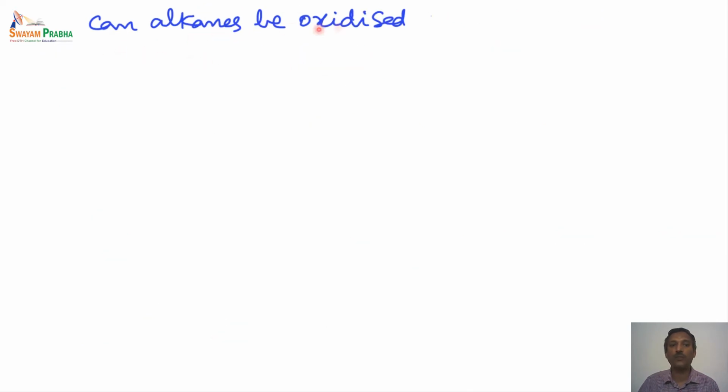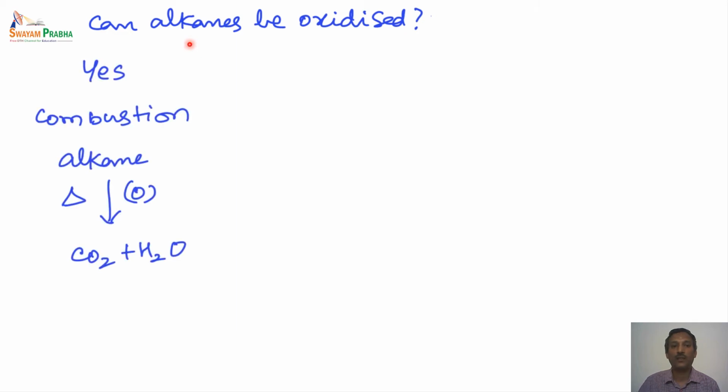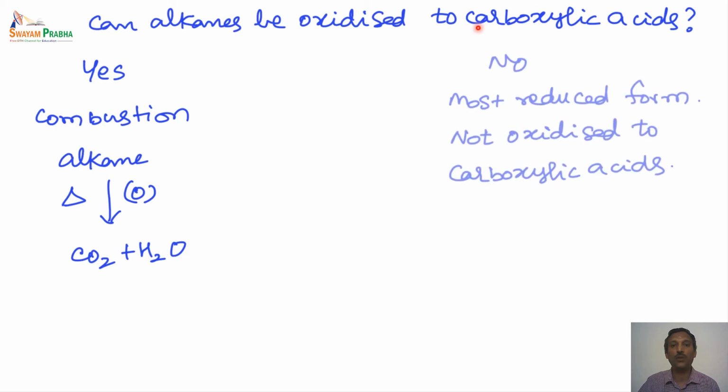Now, the next question is, can alkenes be oxidized? Because we are talking about carboxylic acid, let us see whether the alkenes can be oxidized. The answer is yes. But how can alkenes be oxidized? Because alkanes can be oxidized, that is a combustion reaction, which produces carbon dioxide and water. So in other words, if you simply oxidize an alkane, we end up with carbon dioxide and water. But if we need to oxidize alkanes to a carboxylic acid, can we do it? Unfortunately, no. We cannot oxidize alkane to carboxylic acid directly.